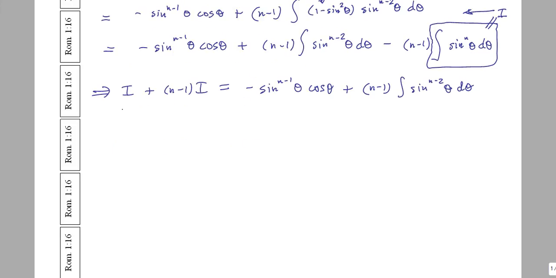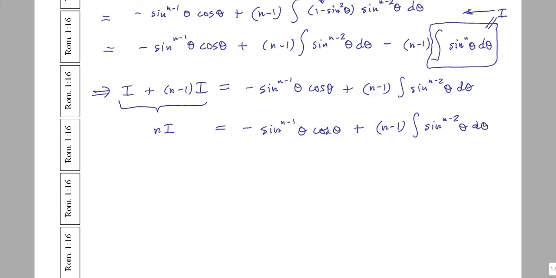And now, once again, the left-hand side, I plus the quantity n minus 1 times I, all reduces to just n times I, is equal to minus sine to the n minus 1 theta cos theta plus the quantity n minus 1 times the integral sine to the n minus 2 theta d theta. And if you divide both sides by n, you find the result that we were interested in.